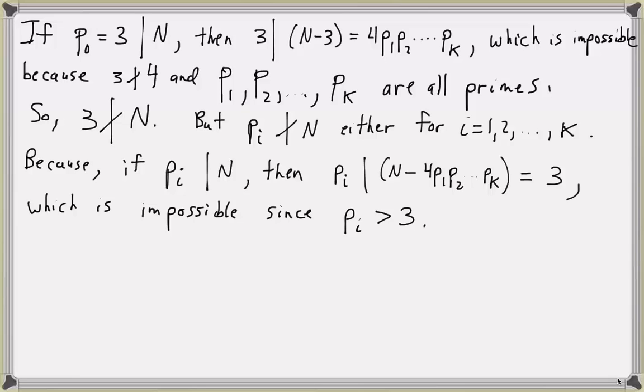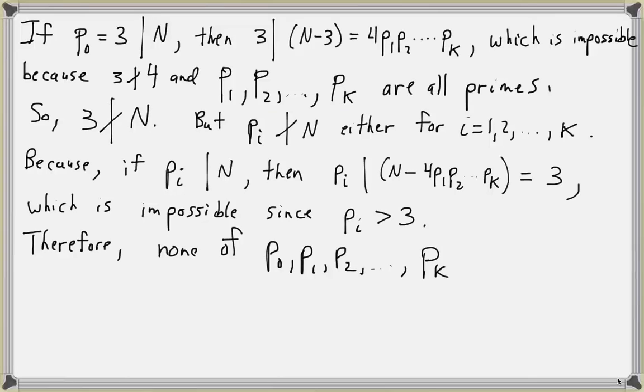Therefore, none of the P's, including P0, P1, P2, up to Pk, divides capital N. This is a contradiction because we proved that capital N has a prime divisor of the form 4n plus 3, and therefore this list couldn't be a complete list of all the primes of that form.